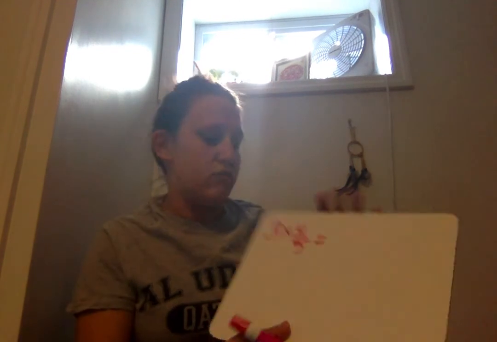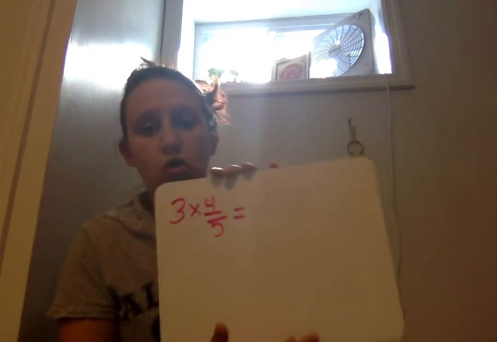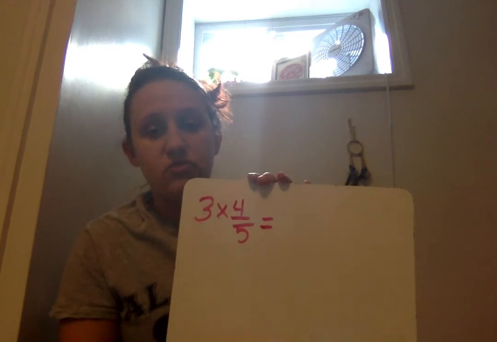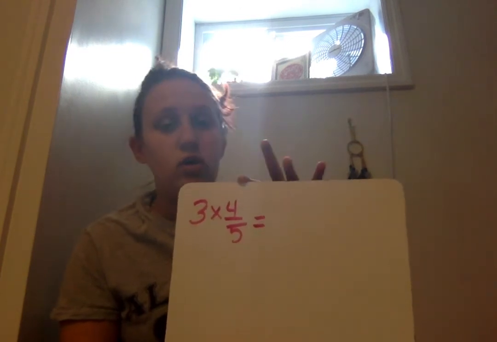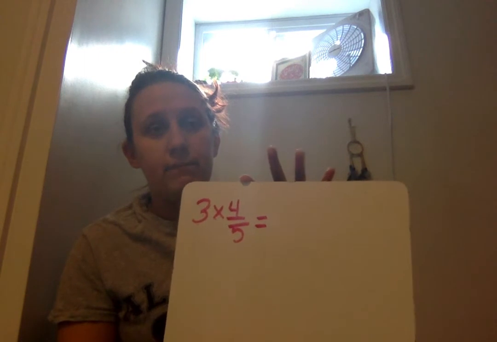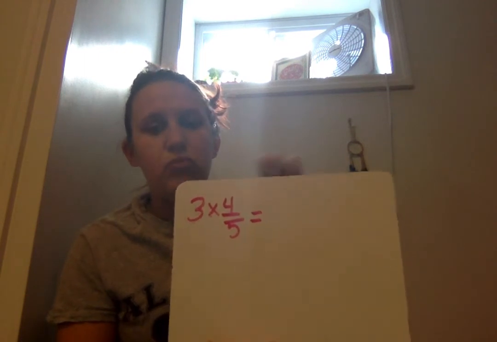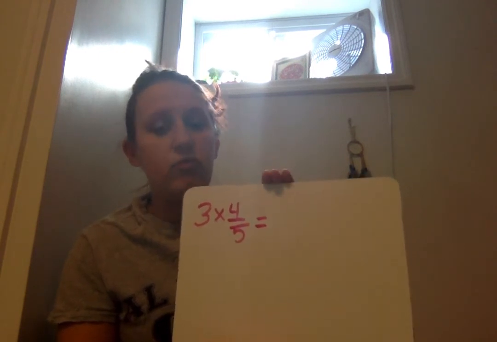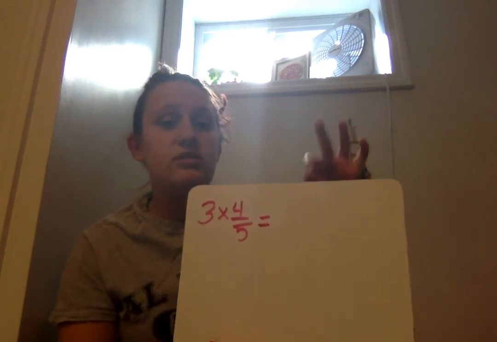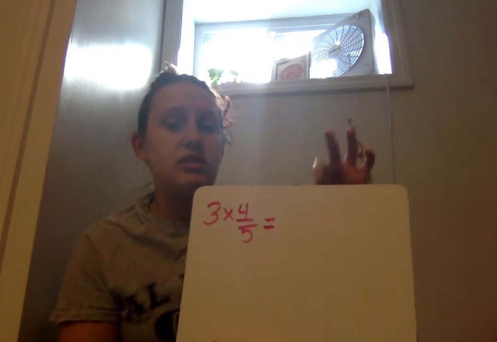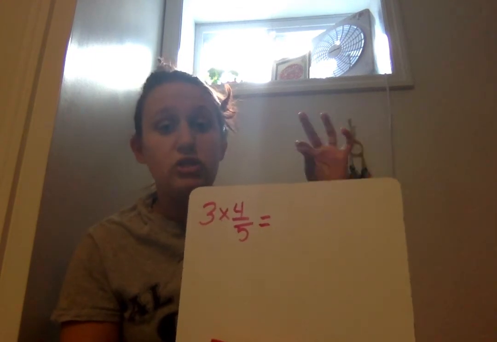So, here's what they're looking for us to do. They need to know, what does this equal? What does 3 times 4 over 5 equal? But they're not looking for it to equal an improper fraction. They're looking to change that improper fraction into something times something. Something times a unit fraction. And a unit fraction is 1 over something. So I'll show you what I mean.